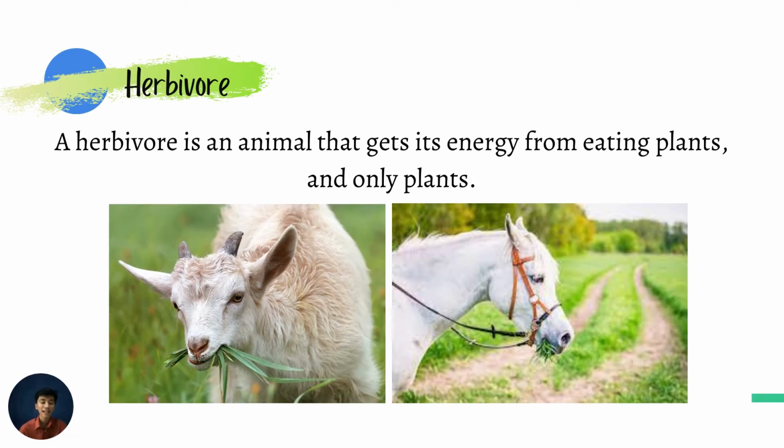A herbivore is an animal that gets its energy from eating plants and only plants. Class, give some examples of herbivores that can be found locally. I have here some examples like goats and horses. You can answer by putting your answer in our chat box.